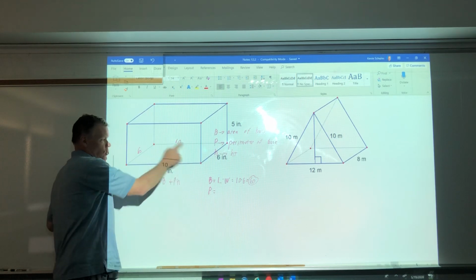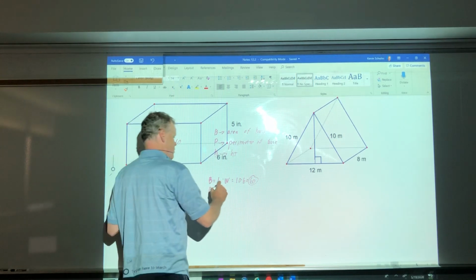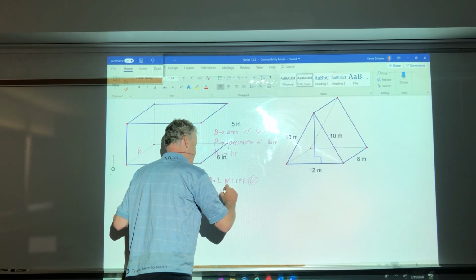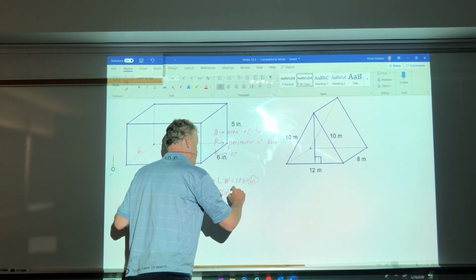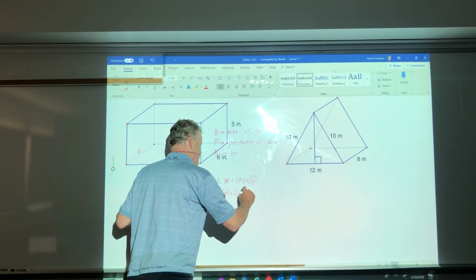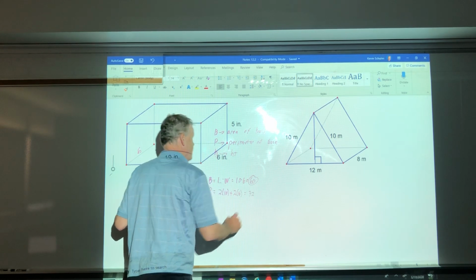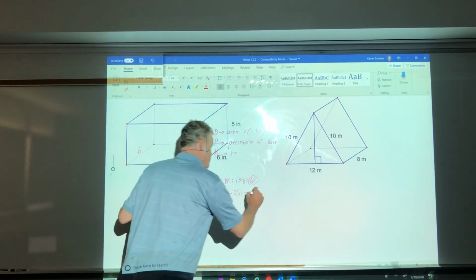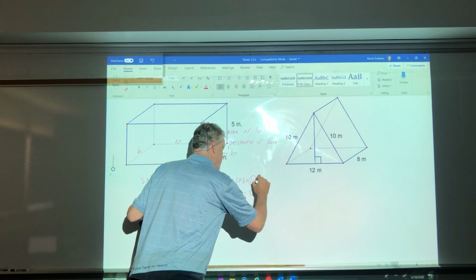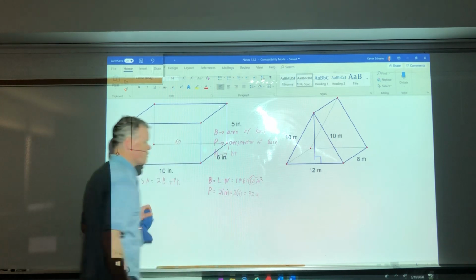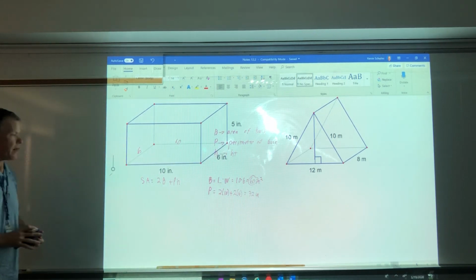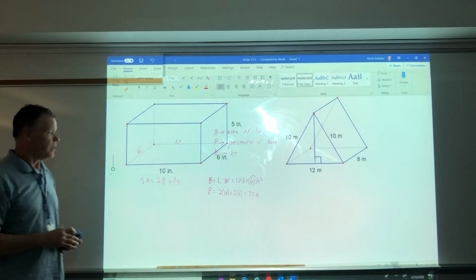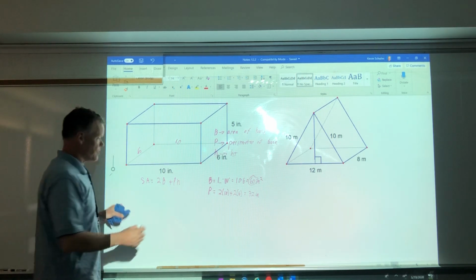Or we just added them all together, and it's going to give us 32. So if we went with 2 times the length plus 2 times the width, our perimeter is going to be 32 inches. And this should have been inches squared. Area is always going to be inches squared. And our surface area is going to be units squared. Of course, this time it's inches.